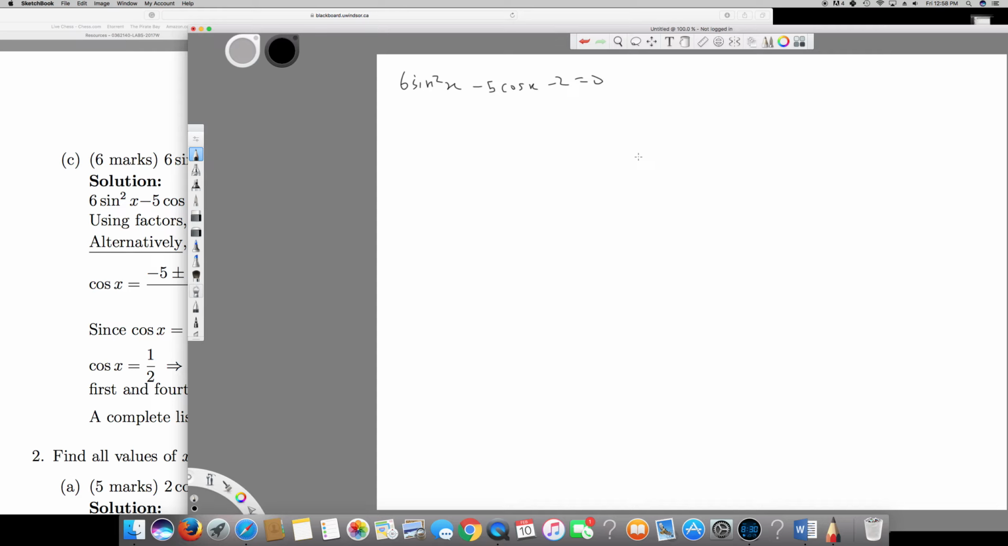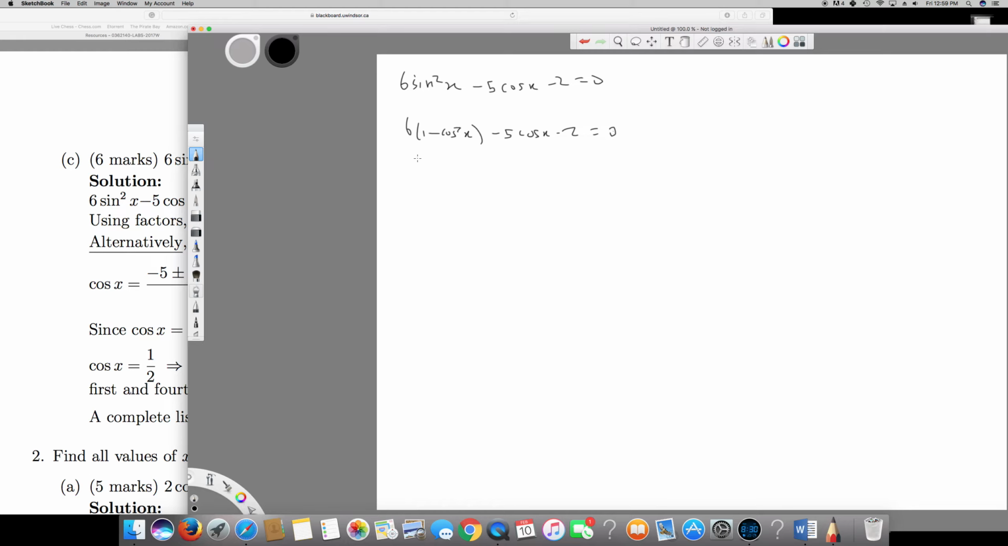If you think about that, sine square x is equal to 1 minus cos square x. So now I got the idea. Instead of sine square x, I can put 1 minus cos square x. So everything is going to be cos. We are happy, right? 1 minus cos square x minus 5 cos x minus 2 equal to 0.